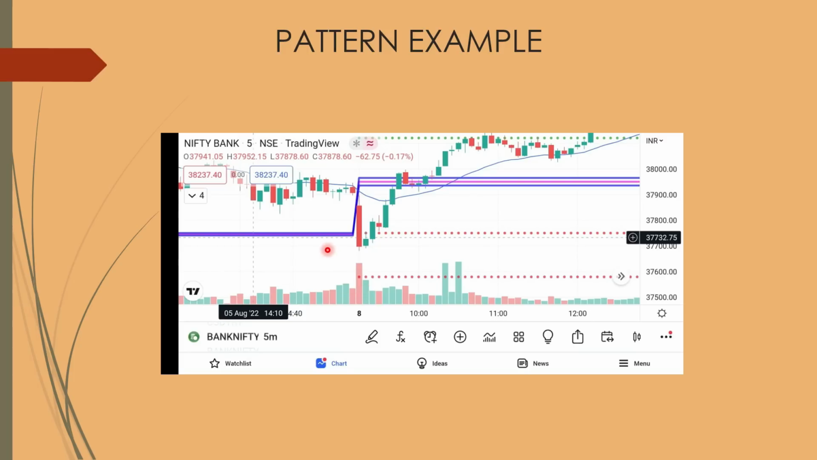You can see in this example, this is the extreme reversal bar. The following bar is a green one, which led to the recovery.